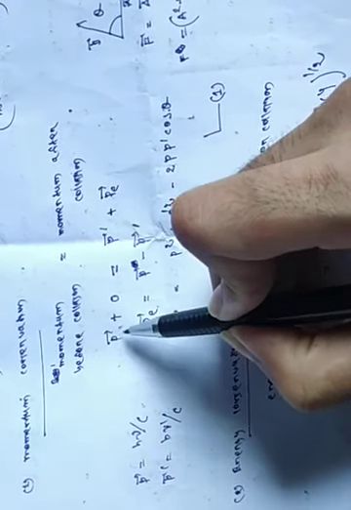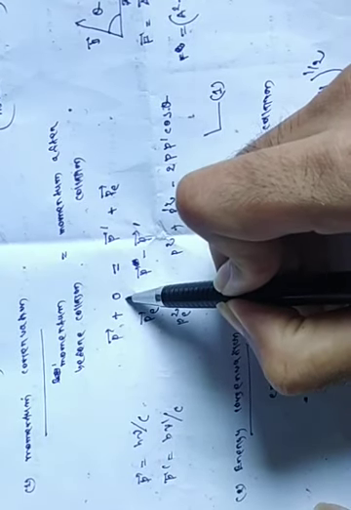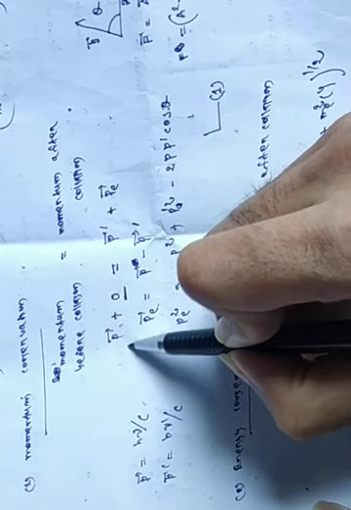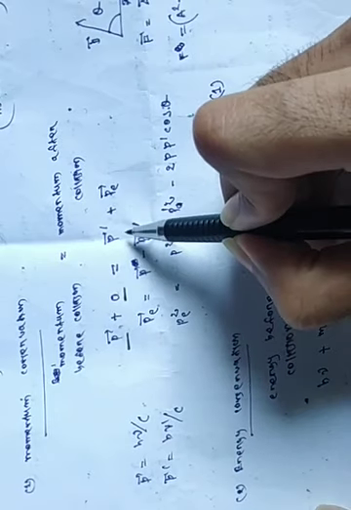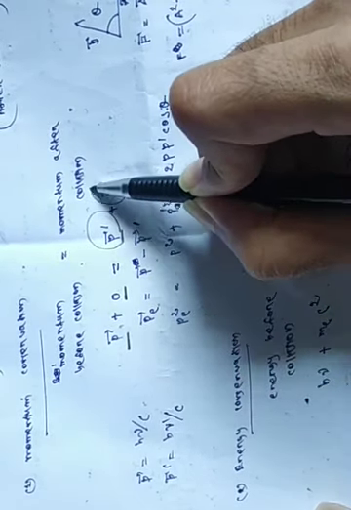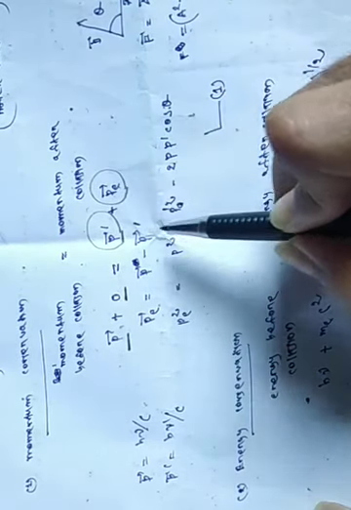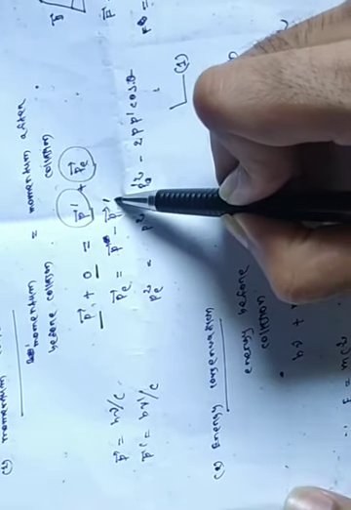Initially, the photon has momentum and the electron is at rest, so the momentum of the electron is 0 and the momentum of the photon is p vector. We are representing a vector equation. The momentum of the scattered photon is p dash, and the momentum of the recoiled electron is p subscript e. So p_e vector is equal to p vector minus p dash vector.